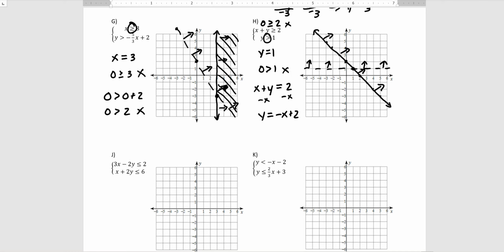And when I look for that shaded section, I'm looking for the overlap. That would be right here. Fantastic. All right, there's 2 left.